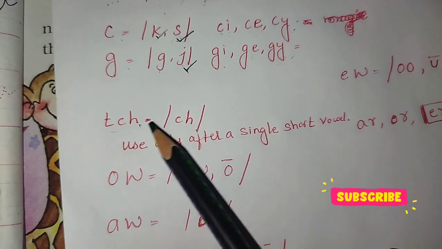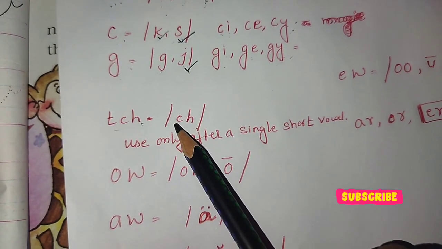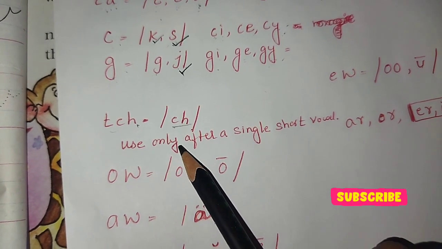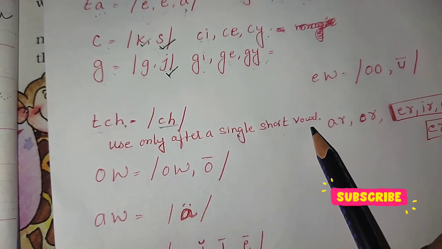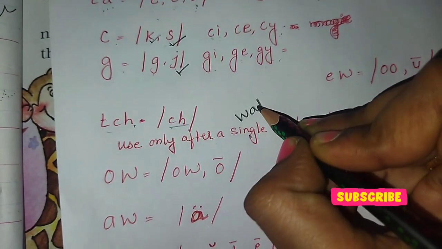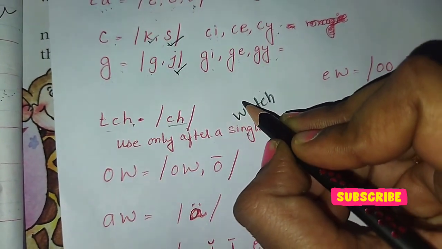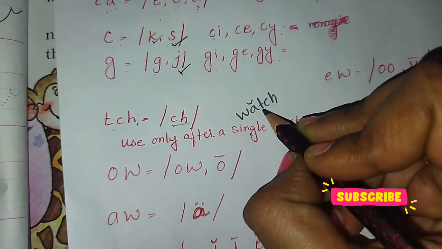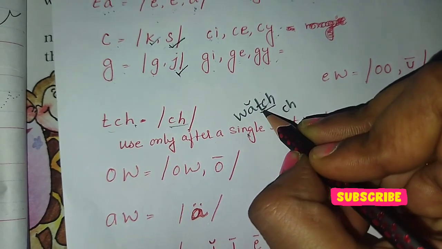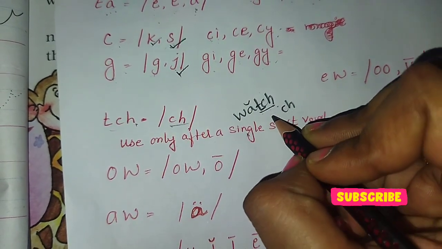Three letters which make one sound, Ch. These three letters, TCH, we use only after a single short vowel. For example, V, A, Ch. A is a single short vowel. After that, when we hear the sound ch, you should add TCH, three letters.